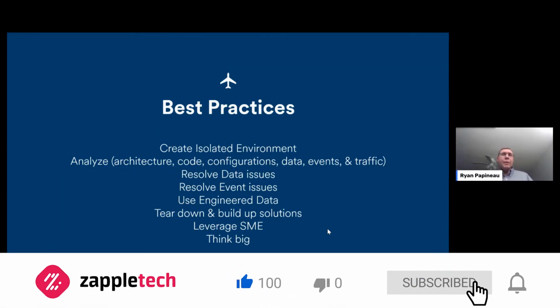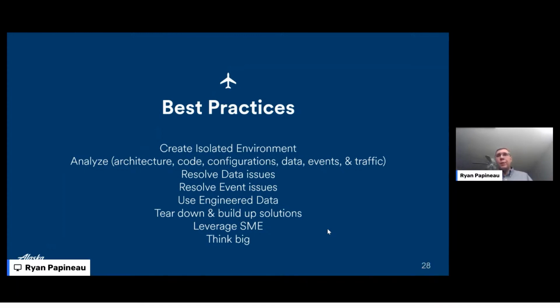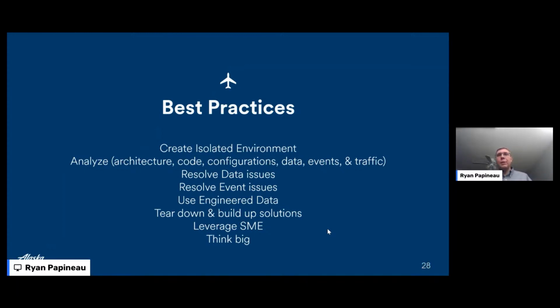Leverage your SMEs. We got so much. I've been in this space for a long time, but even on this most recent project, working with the SME, I got a nice section of understanding their perspective of how the event should be consumed and interpreted. Even though my framework handled it, it didn't really matter to me, but it allowed me to understand how he thought. The last piece is thinking big.